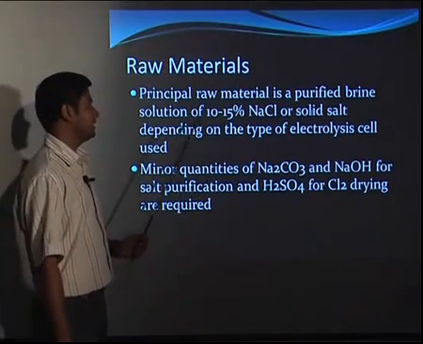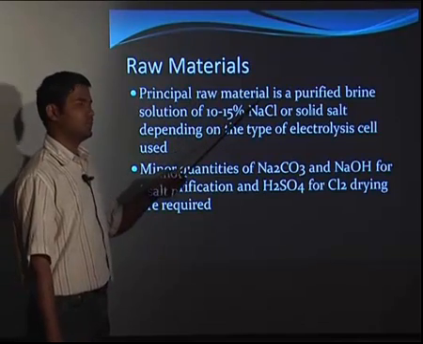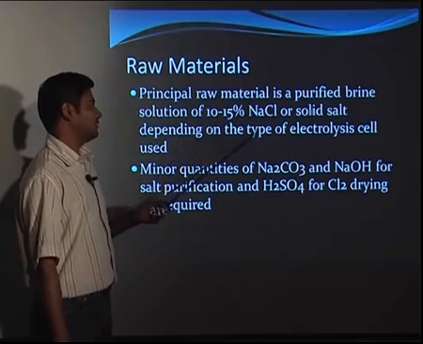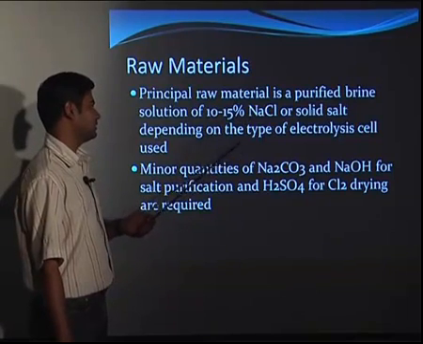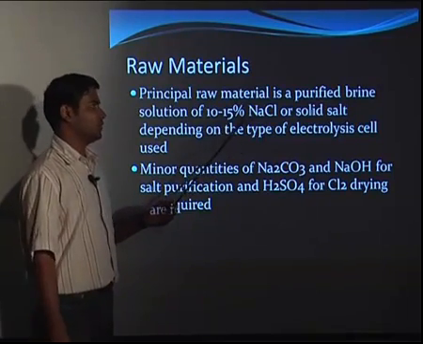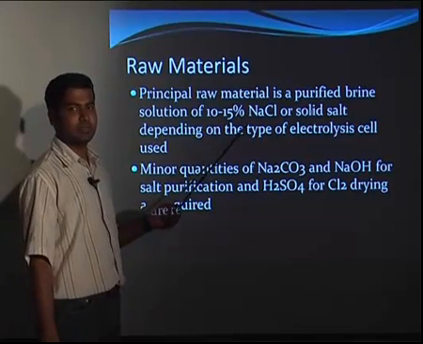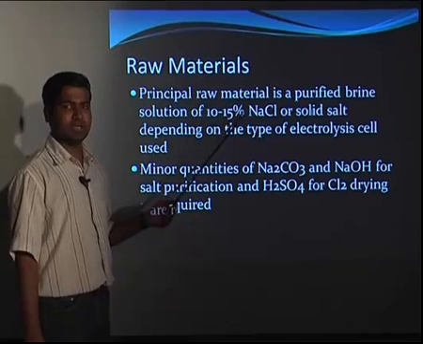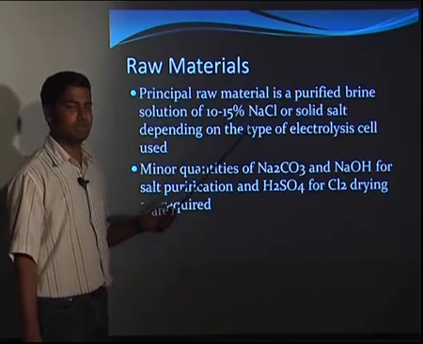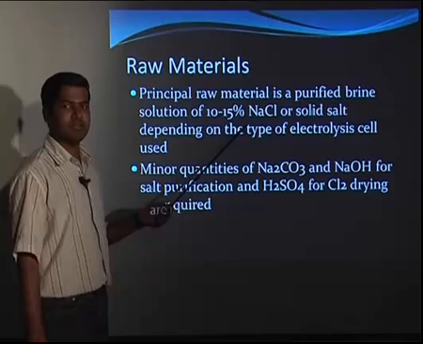Here, if you see the raw materials, the principal raw material is purified brine, a solution of 10 to 50% of NaCl, or the solid salt, depending on the type of electrolytic cell used. So you have to go for the brine solution which has 10 to 50% of NaCl dissolved in it, or we can have solid NaCl which we can dissolve in water to get the required percentage of NaCl in water.